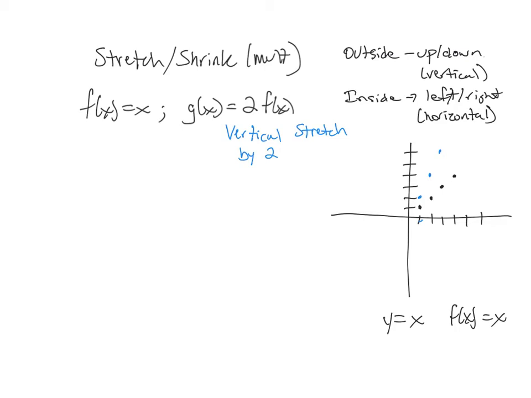Okay, and so you had this y equals x line. And then when we did a stretch, the points got farther up or farther down if we went this way. So it's kind of like slope. The stretch and shrink, when we think about a line, it's like slope. Okay?